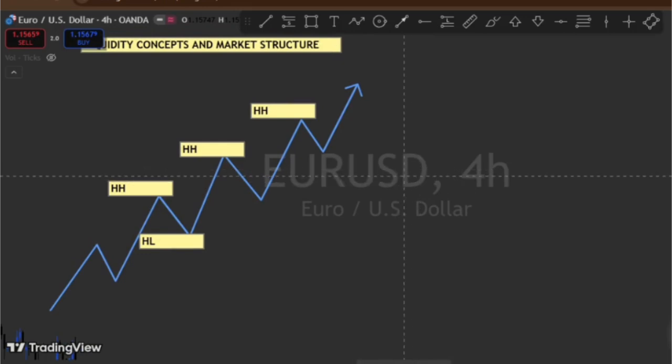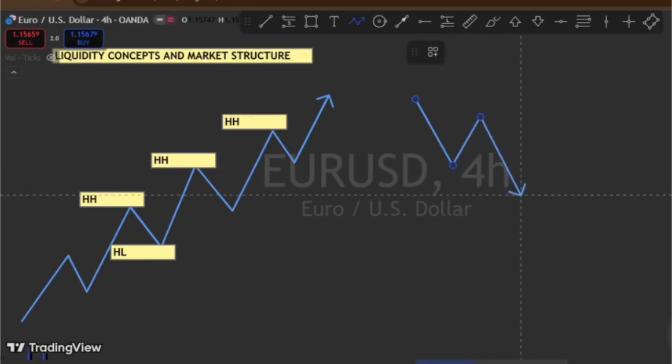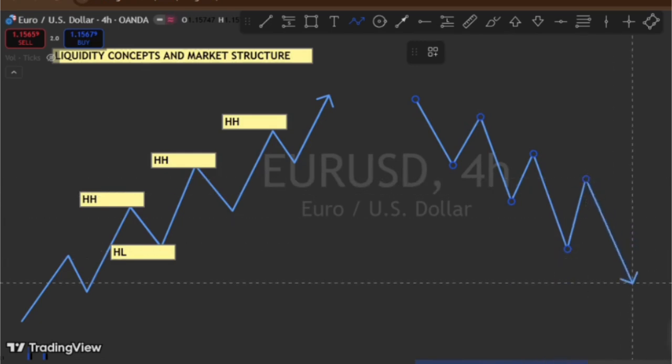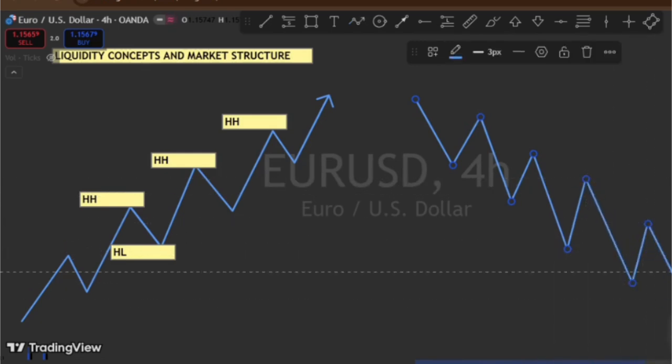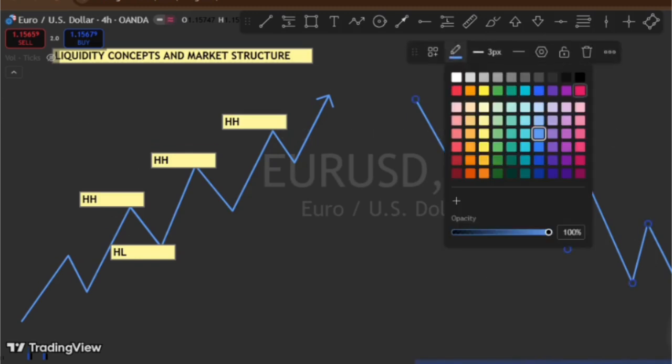So let's have a look at the time. This is a downtrend market. Downtrend. This is a lower low, lower high, lower low, lower high. This is lower low, lower high, lower low. So let's have a look. What is happening in the downtrend? Maybe this is a bearish market.